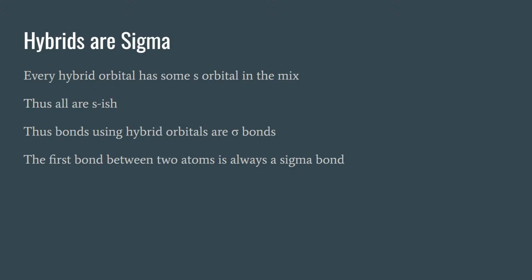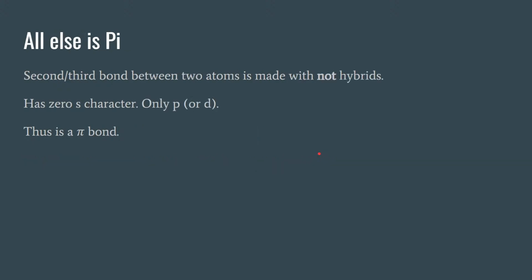We call them sigma because this is the Greek letter for s. Okay? Sigma. So the first bond between two atoms is always going to be a sigma bond. Everything else is going to be a pi bond. So the second bond, we call it a pi bond. The third bond, we call it a pi bond. That's because when we make them, we don't use hybrid orbitals.